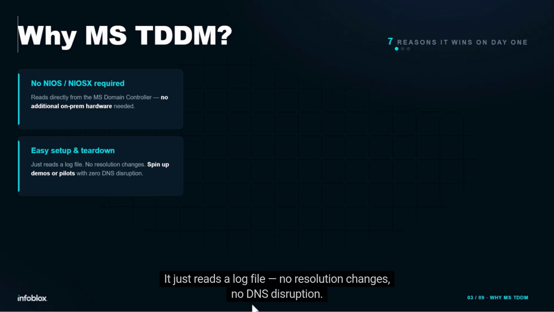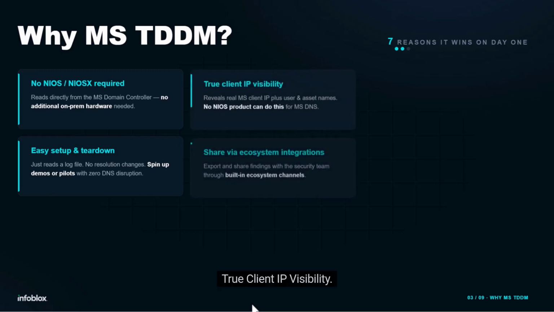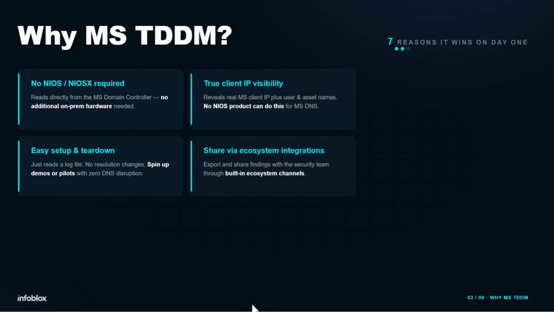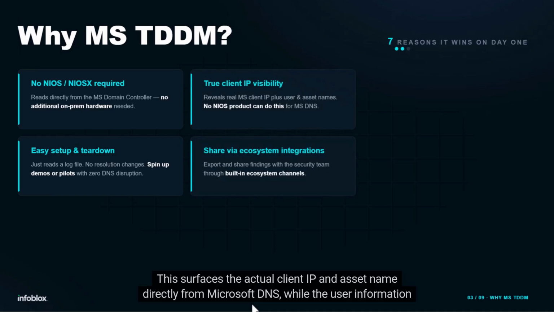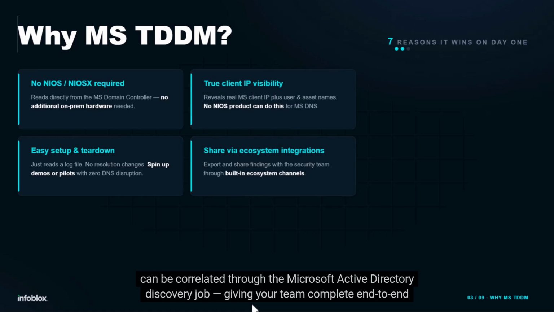Effortless setup. No project window needed. It just reads a log file, no resolution changes, no DNS disruption, proof of concept up in minutes, torn down just as fast. True client IP visibility. Here's something your security team is going to love. This surfaces the actual client IP and asset name directly from Microsoft DNS, while the user information can be correlated through the Microsoft Active Directory discovery job, giving your team complete end-to-end visibility.